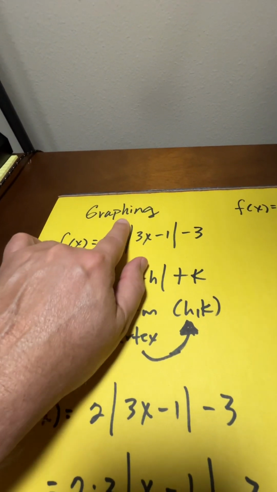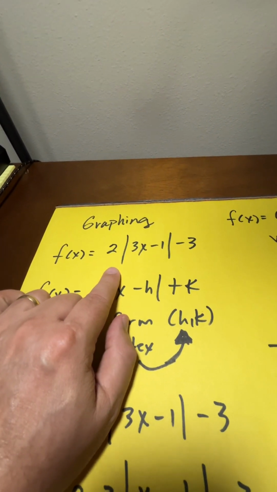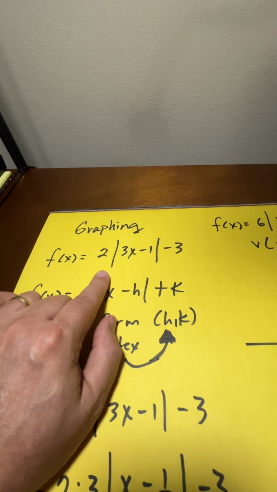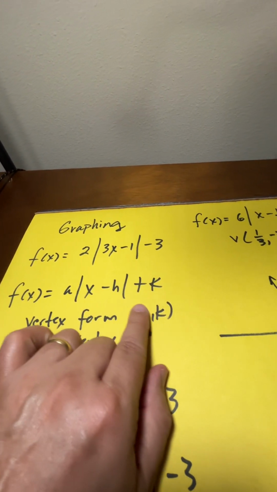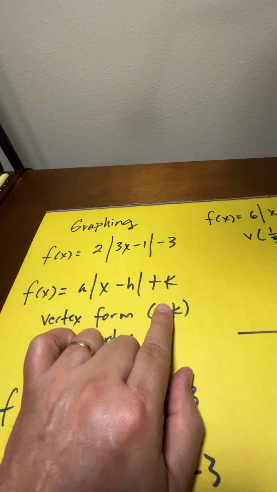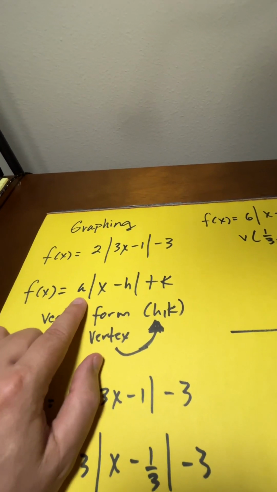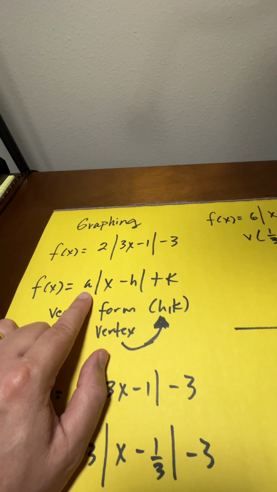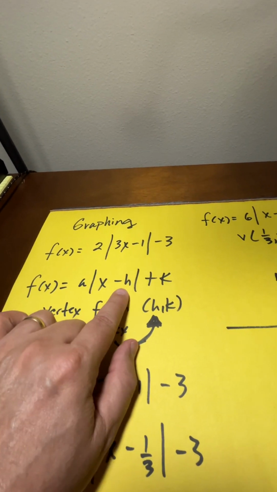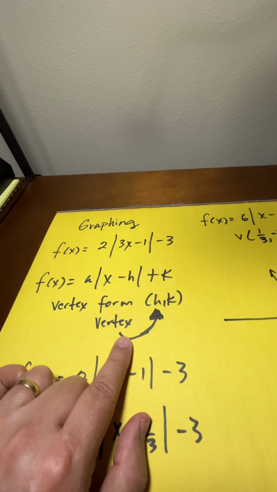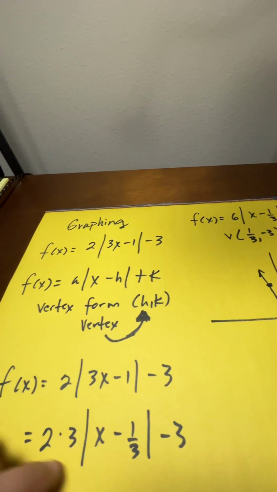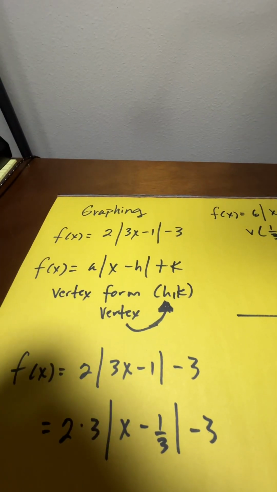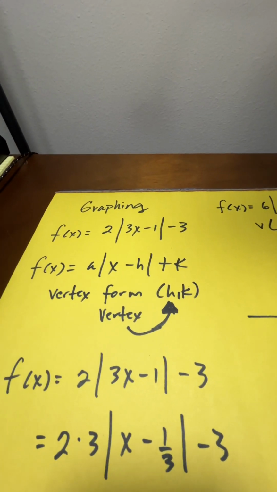Let's talk about graphing an absolute value equation like this. First thing that would be helpful is to know this vertex form for a normal absolute value function, where A has something to do with the width of the absolute value equation, and then the HK value is the vertex. So this is vertex form for an absolute value function.